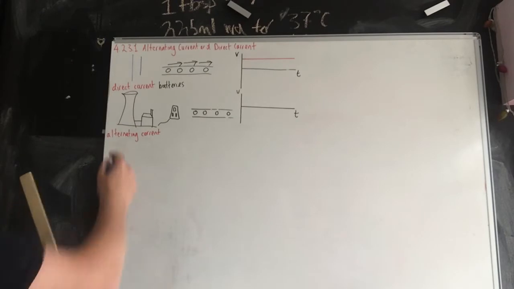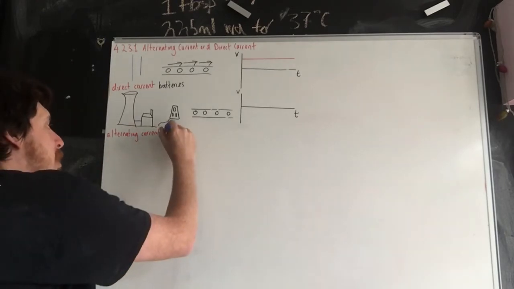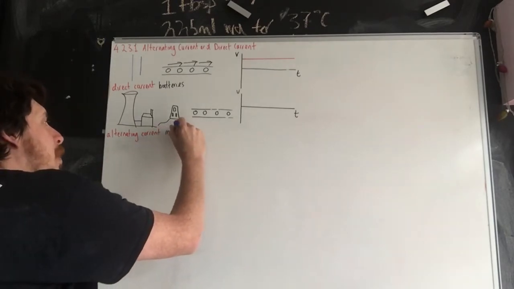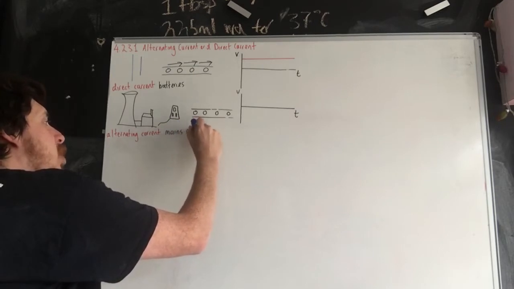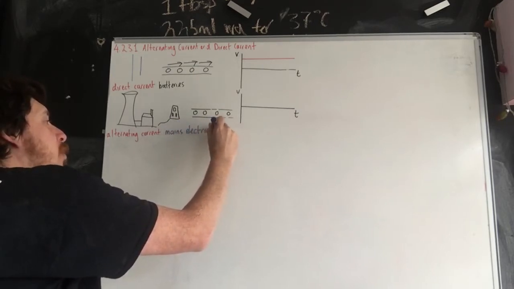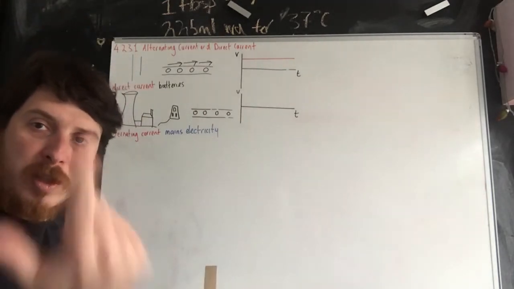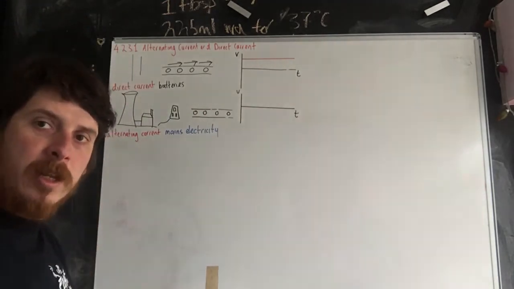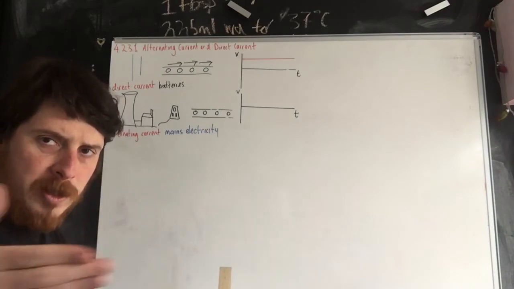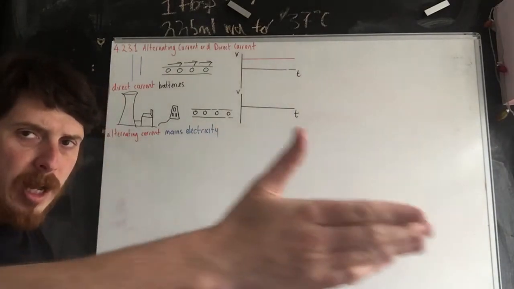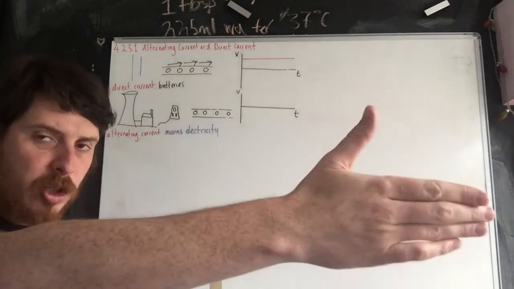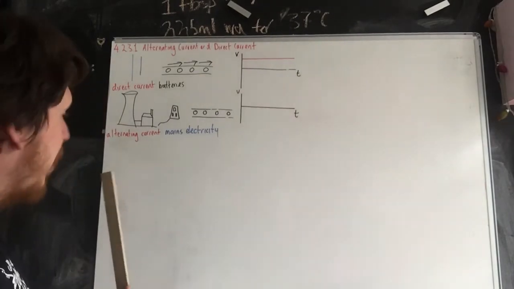Alternating current is what we get from our power stations. It's what supplies mains electricity, so the plugs in your home. Because in these power stations you've got spinning magnets, the current is moving backwards and forwards. The electrons are alternating between a positive direction and a negative direction.